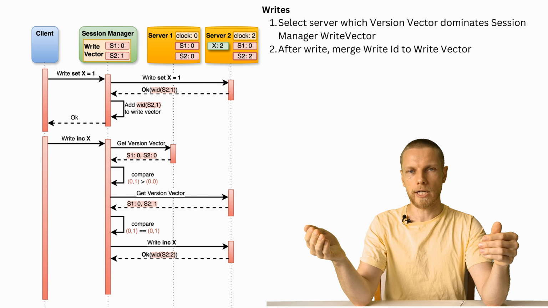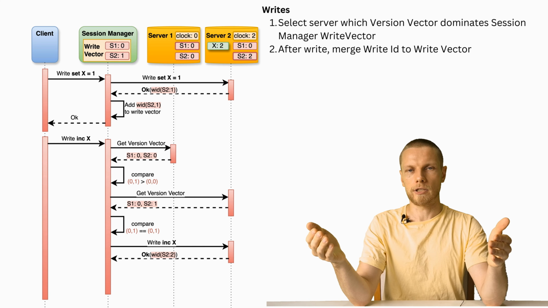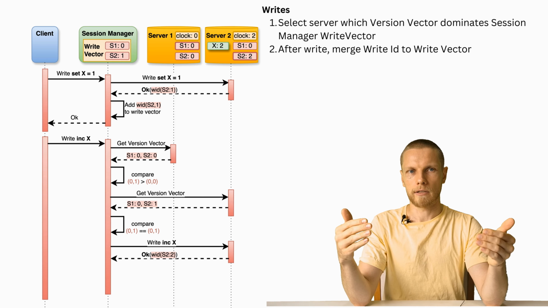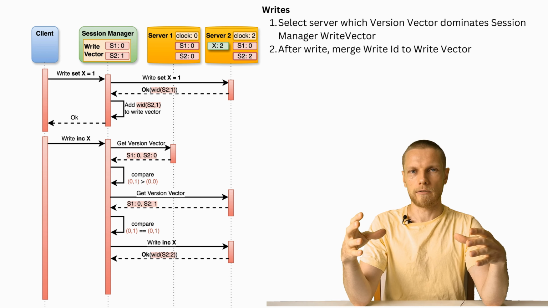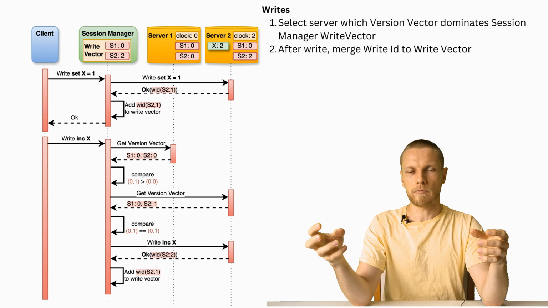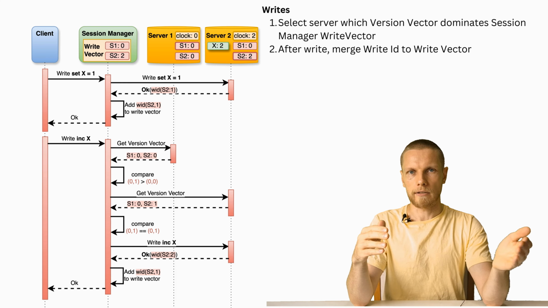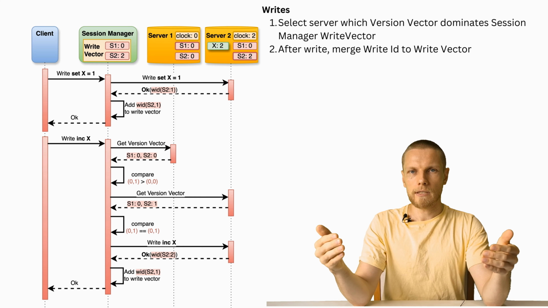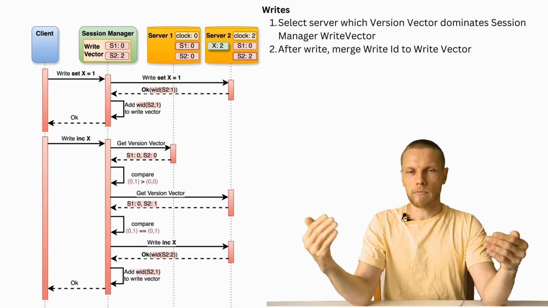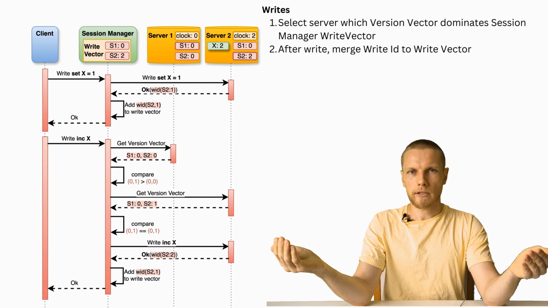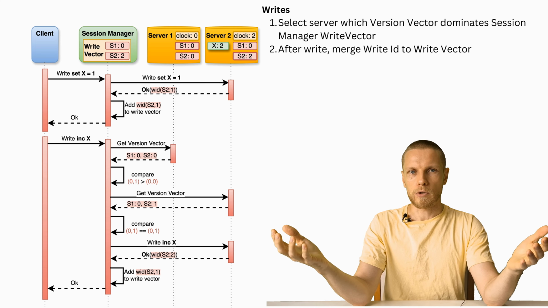So it sends the write, and as a result it gets back the updated version vector of server 2, and again merges it into its write vector and responds to the client. So as you could see, the guarantee is achieved, non-monotonic writes were rejected, and everything is working.